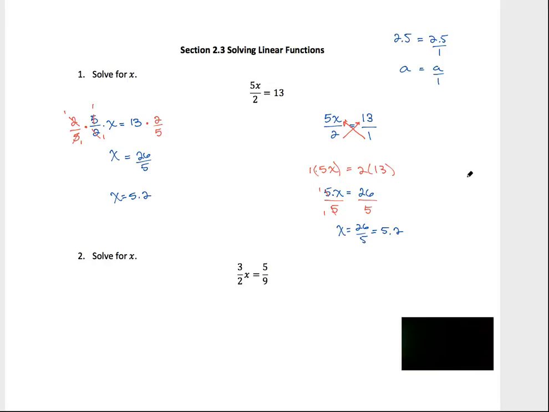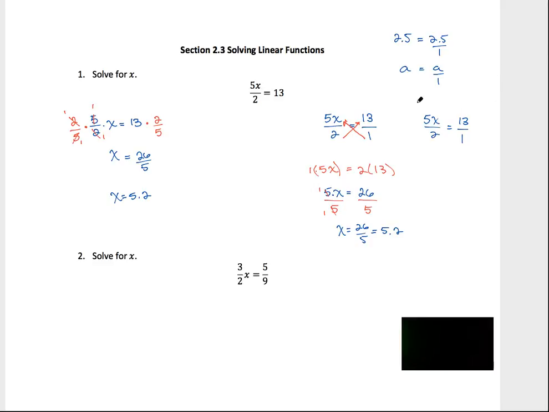I want to go back to this idea of cross-multiplying. What are we really doing when we're cross-multiplying? I'm going to rewrite this problem: 5x over 2 is equal to 13 over 1. What we're trying to do is get rid of these denominators. So on the left here, what if I want to get rid of this denominator of 2? How would I undo it? How would I get rid of it mathematically?